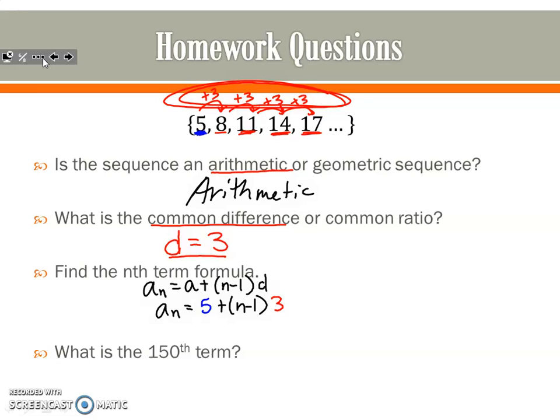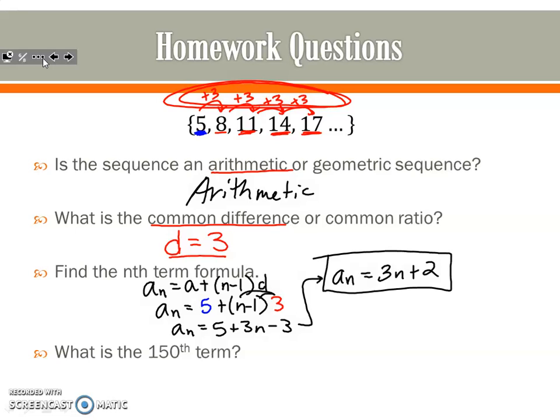Okay? So I'm going to go through. Remember, arithmetic ones we can simplify. I'm going to distribute in my 3. A sub n equals 5 plus 3n minus 3. This is definitely the same one, isn't it? Keep simplifying, combining like terms. A sub n equals 3n plus 2. Okay? So, there is our nth term formula.